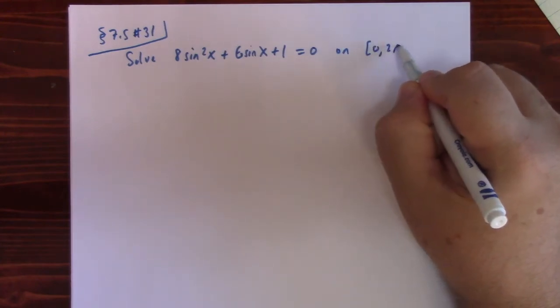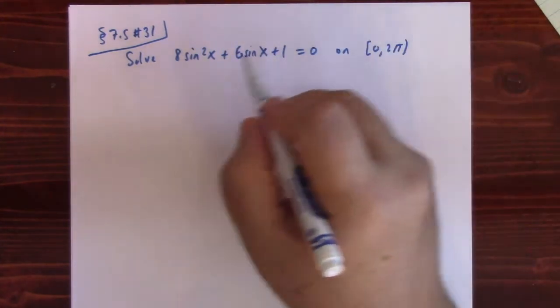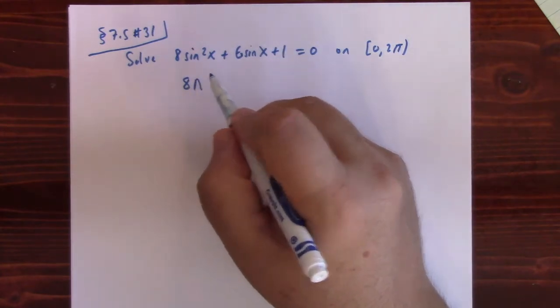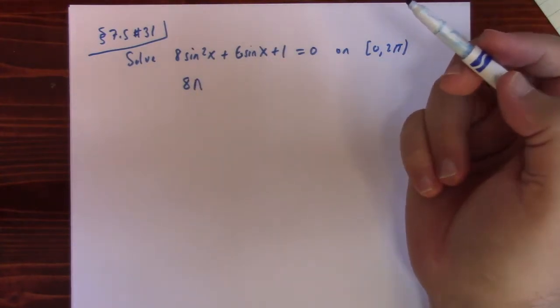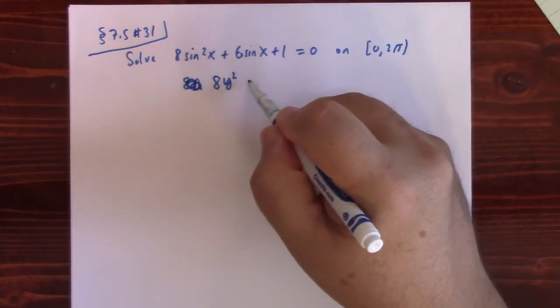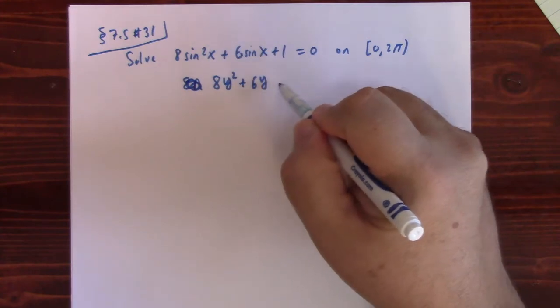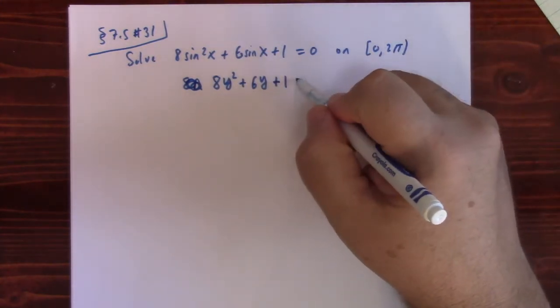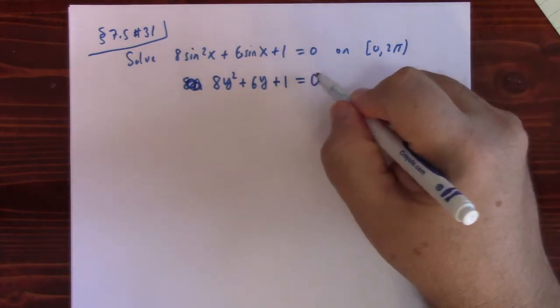All right, so what we do is we make a substitution. This is 8, let's say y squared, I shouldn't use a. 8y squared plus 6y plus 1 equals 0. I usually use x here, but they already used x as an angle. Thanks a lot, book.